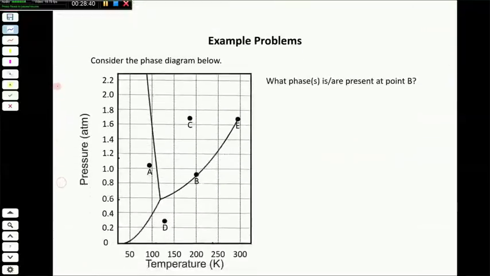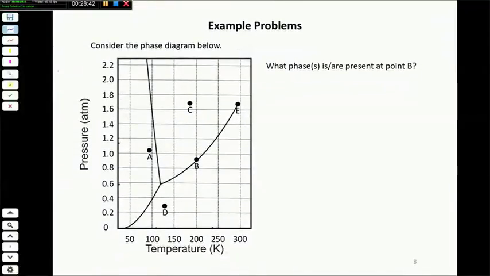This one gets a similar type of question, but a little bit more complicated. Here we're looking for the phases that are present at point B. Again, it's always helpful, before you start, to label the diagram.